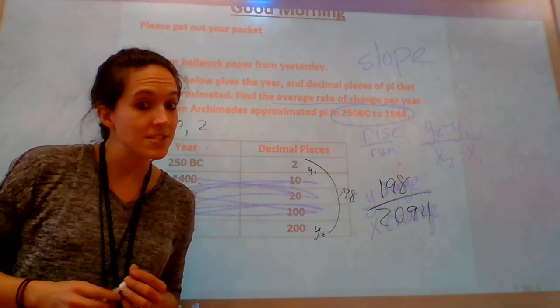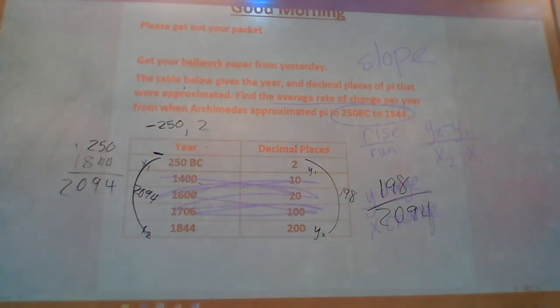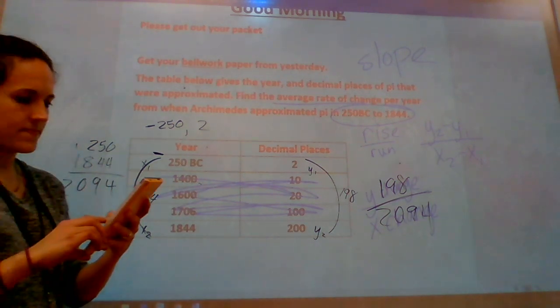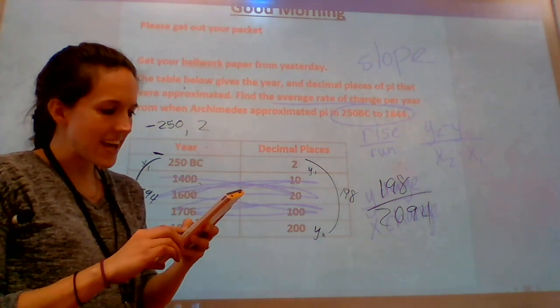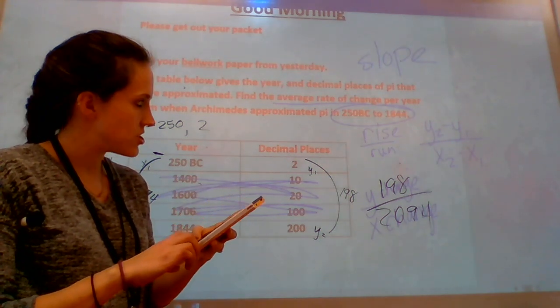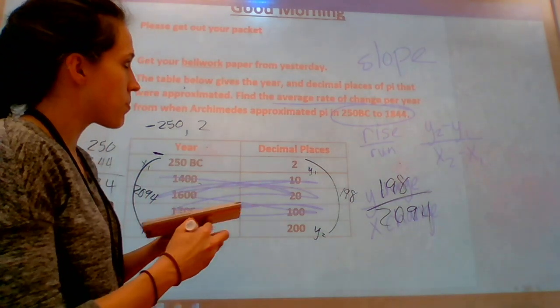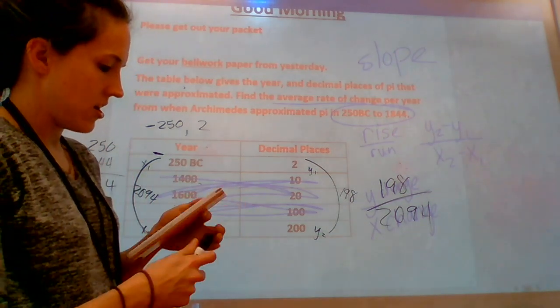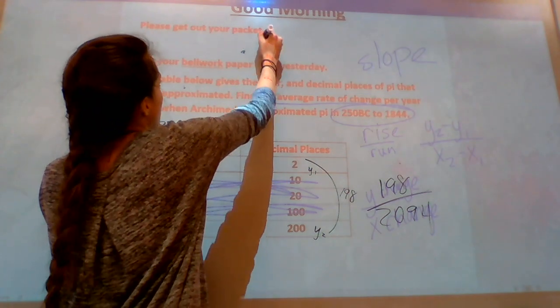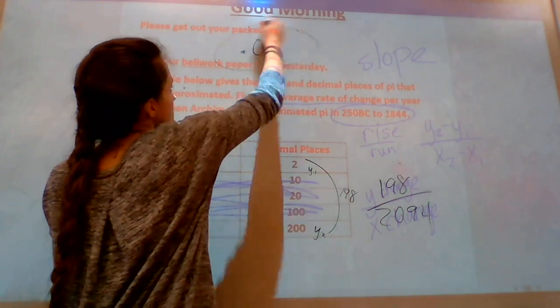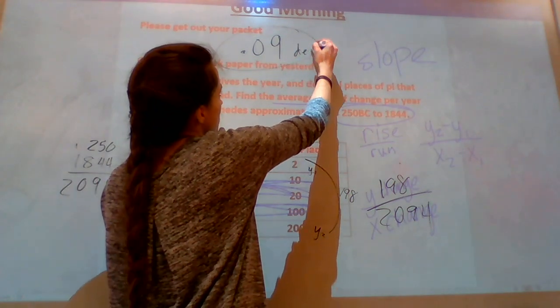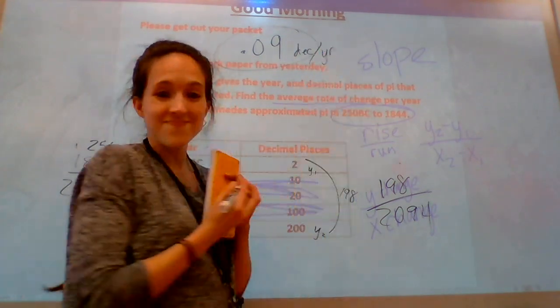So if I do y change of 198 over x change of 2,094, I'll give you a second to grab your calculator and divide that. 198 divided by 2,094 gives us an approximate change of 0.09 decimal places per year. Good job.